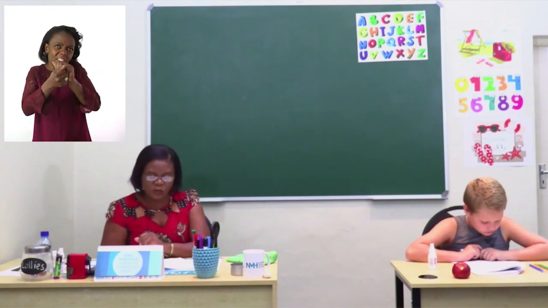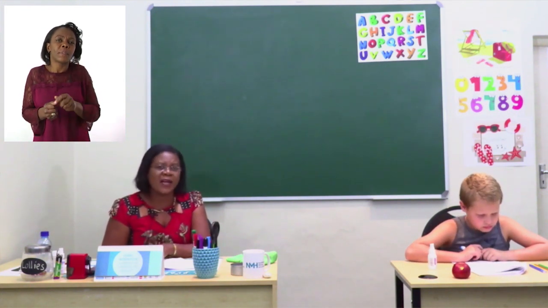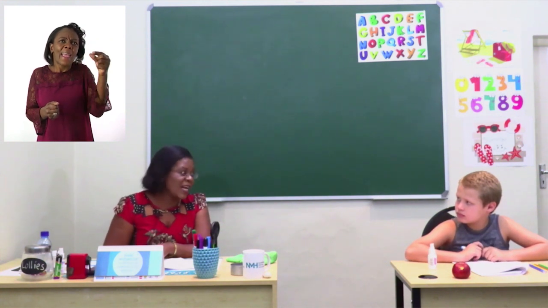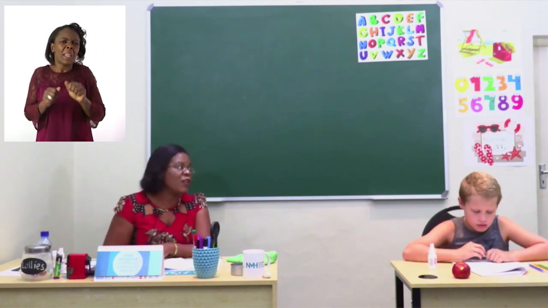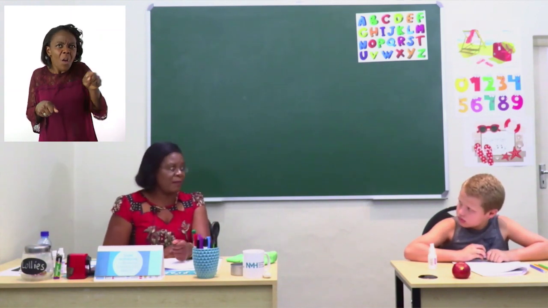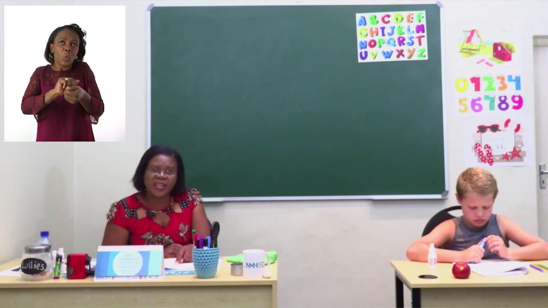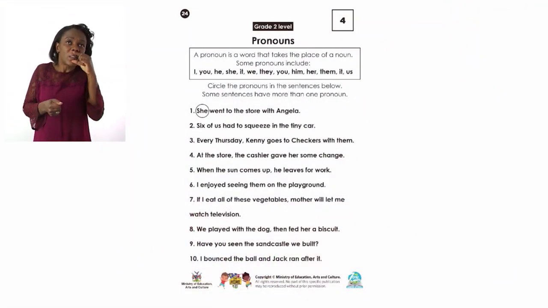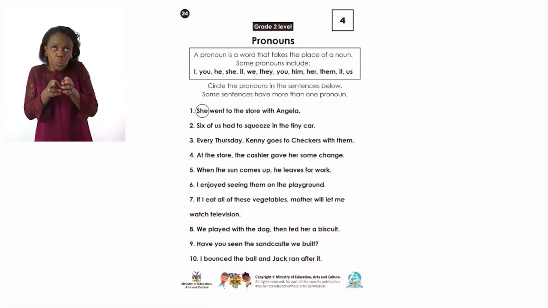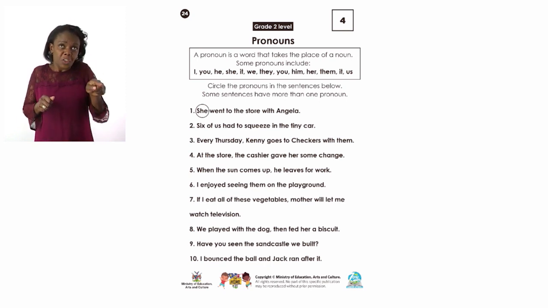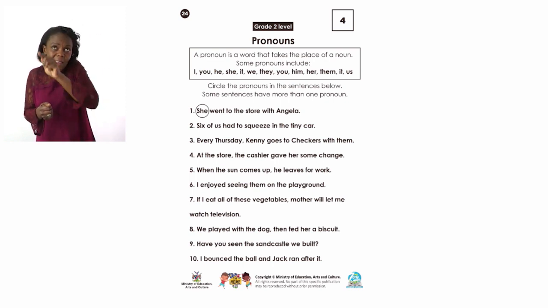So in this sentence, we have Angela. So can we underline Angela? No. Because Angela is a name of a person. We want to replace the name. Are we together? Yes. Okay, so she, it tells us more about this pronoun. So the name which the she replaced was the name of a girl, isn't it? Yes, it is. So we circle the she.